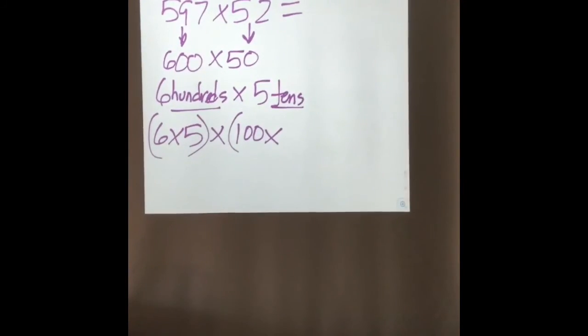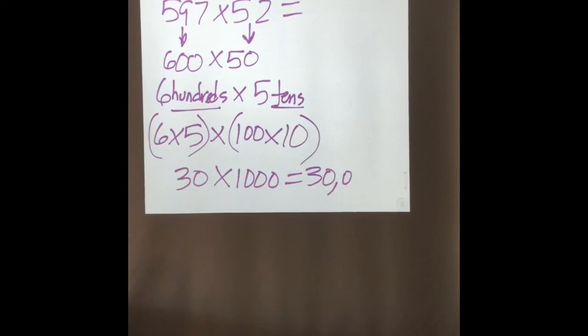And this one, we're distributing it, so we're taking it apart. We're decomposing it. So we have 6 times 5. 6 times 5 is 30. And then 10 times 100 is 1,000. And 1,000 times 30 is 30,000.